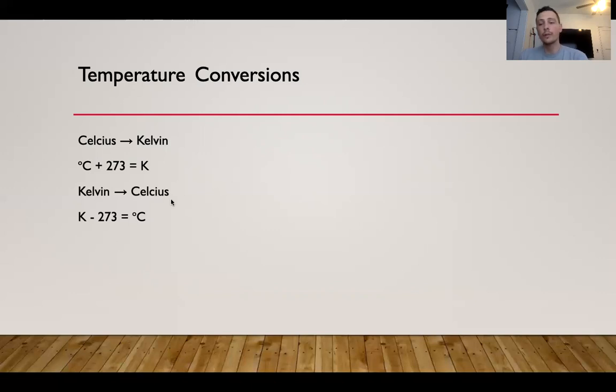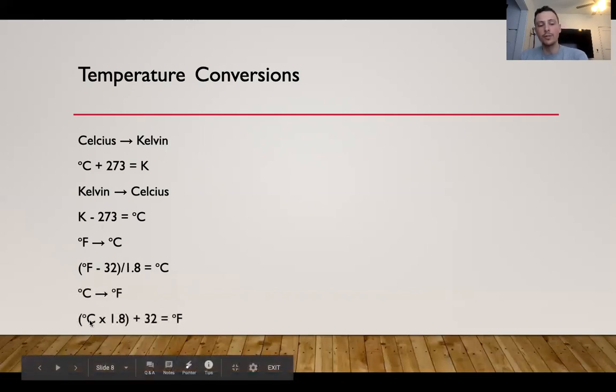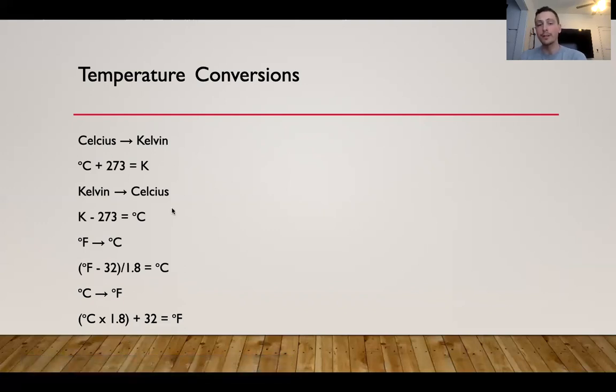However, in case you're curious, to go from Fahrenheit to Celsius, that's a little more complicated. You take the Fahrenheit temperature, subtract 32, and divide by 1.8. That will give you your Celsius temperature. And then you just do the inverse operation to go the other way, from Celsius to Fahrenheit, meaning you do Celsius times 1.8, then add 32. It gives you your degrees in Fahrenheit. These are just for fun. You don't have to know the bottom two, but knowing how to get from Celsius to Kelvin and vice versa is very important.